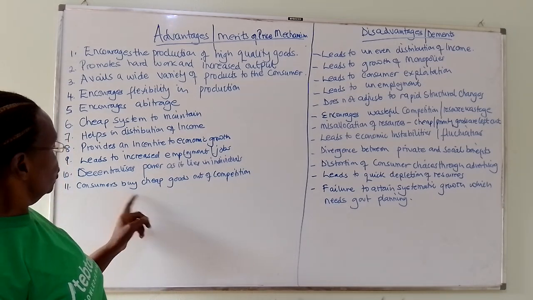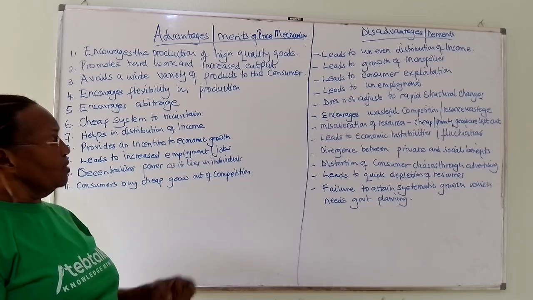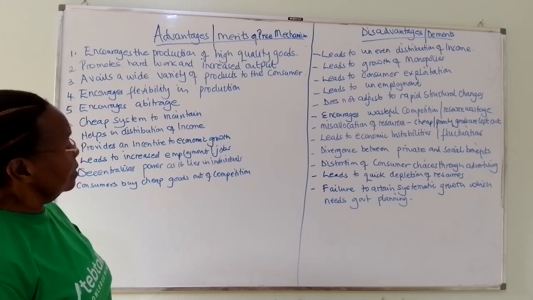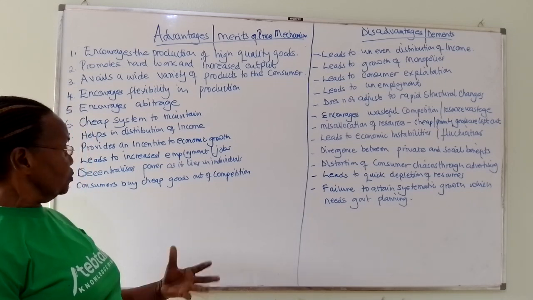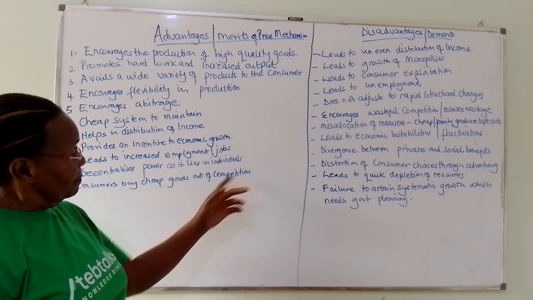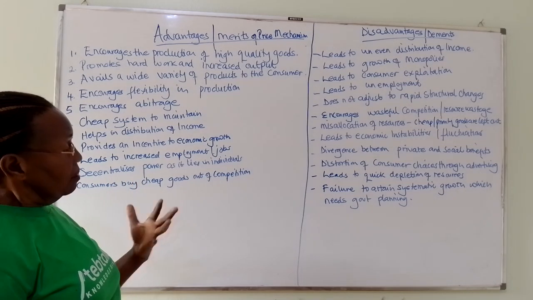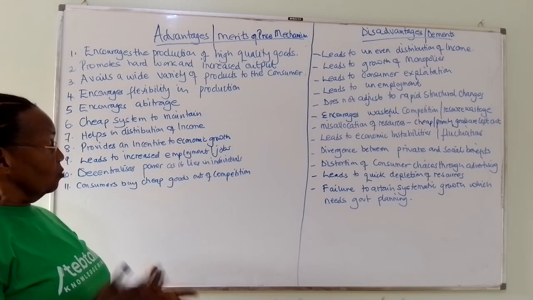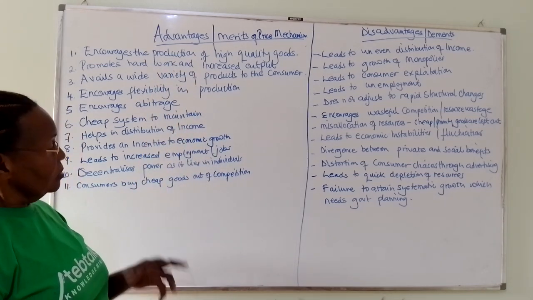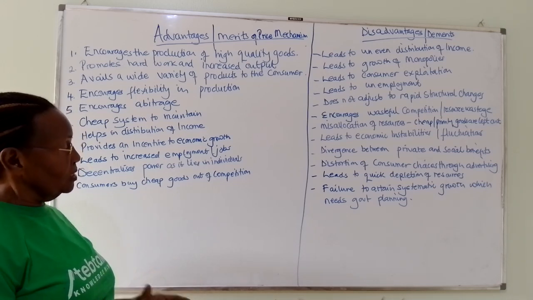Then consumers buy cheap goods out of competition. You find that now the competitors are many, all of them supplying virtually the same commodities or commodities which are substitutable, and you find that they are overflooding the market. And the moment the market is overflooded, definitely the prices will go down. As we see, there is flexibility and that automatic stabilization policy which is brought about by the price. So automatically you are competing. It doesn't mean that you are the only supplier.